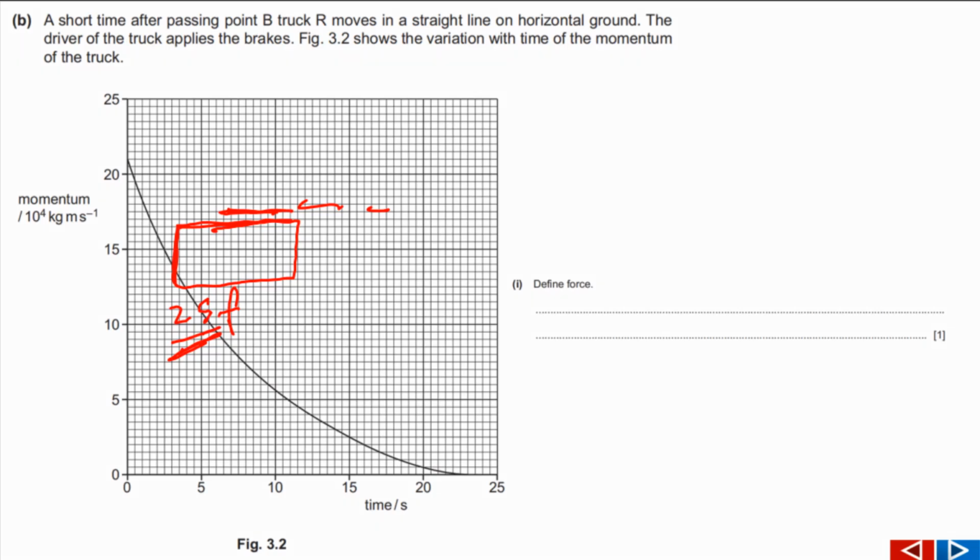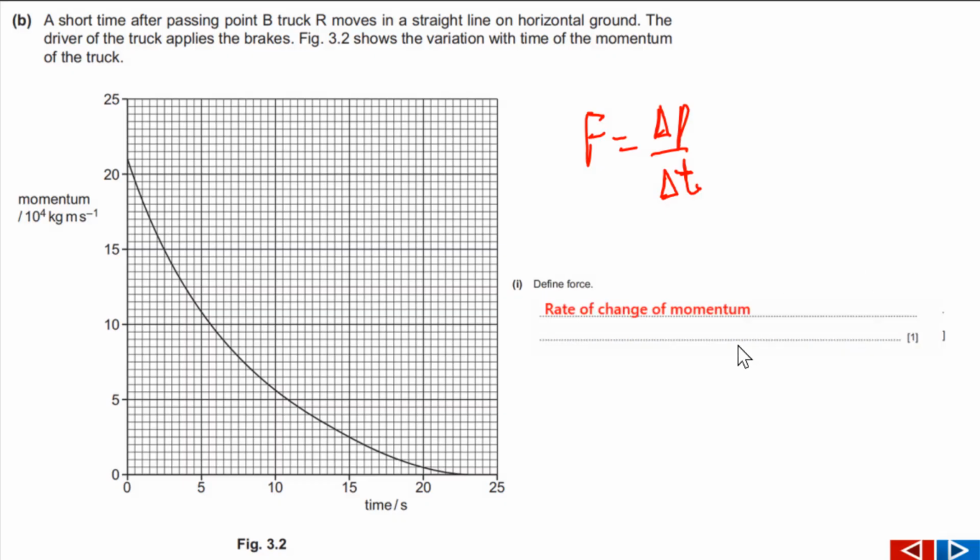For this one, we need to define force. This is a common question. You need to understand how to define force. When we define force, force is equal to the rate of change of momentum, so delta P over delta t. This is the resultant force. So this is how you need to define force: rate of change of momentum.